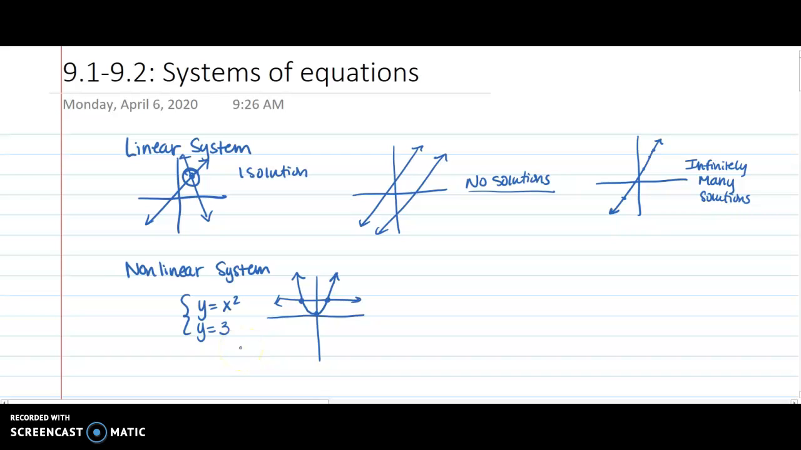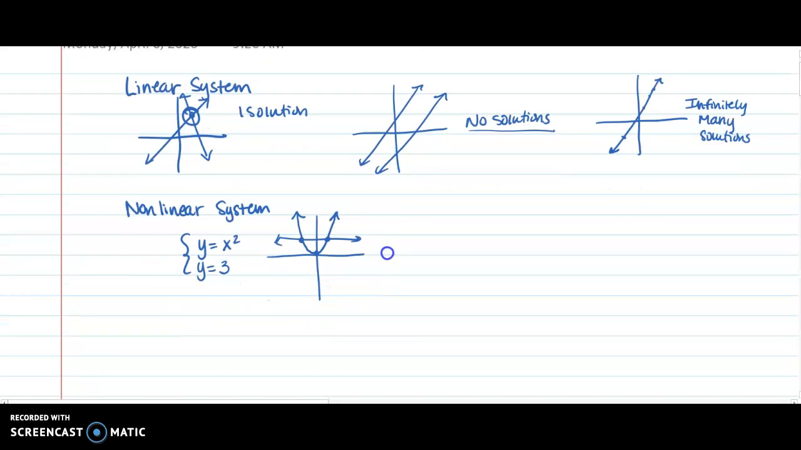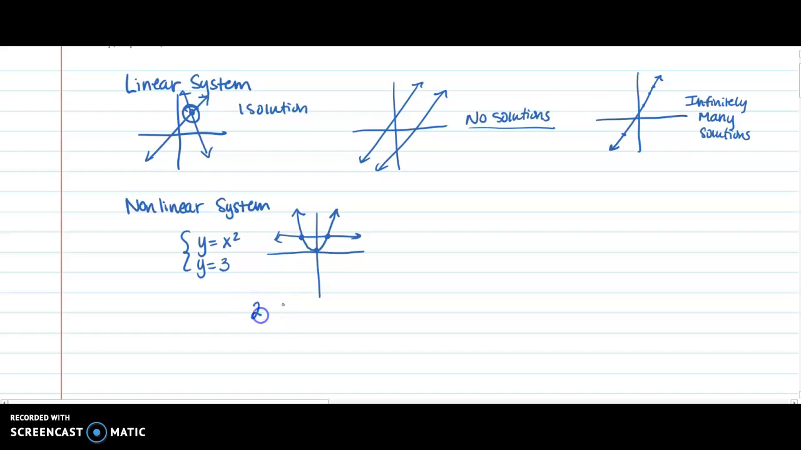So we're going to be looking at how to actually solve these algebraically using substitution, as well as solving them using a graphing calculator or Desmos. So this is a case where you've got two solutions.